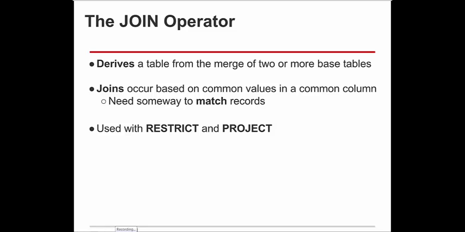The join operator is the most complex of the 3 operators, and the idea here, as you might expect, is to bring things together, specifically to derive a table from the merge of 2 or more base tables. Now, joins usually occur based on common values in a common column. In other words, they need to have something in common, and we join them together based on those particular columns. We need some way to match up the records. It's that common column and the common values therein which helps us match things together. And often these things are used with restrict and project.